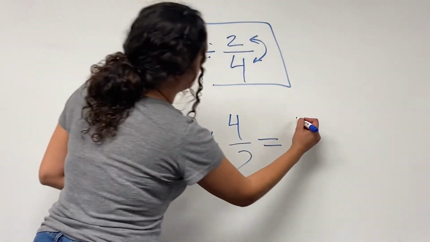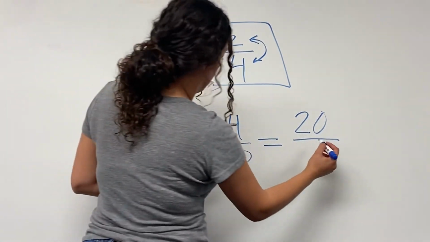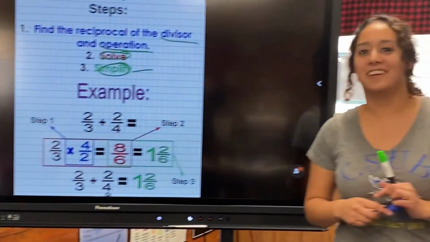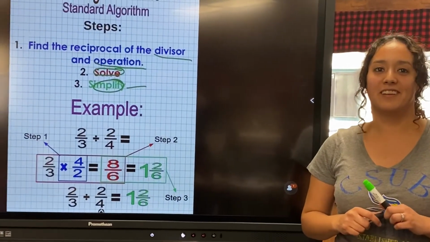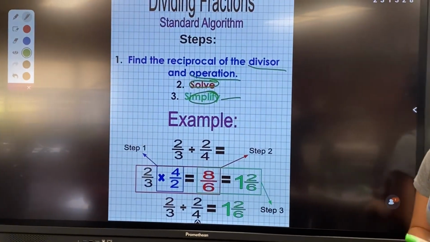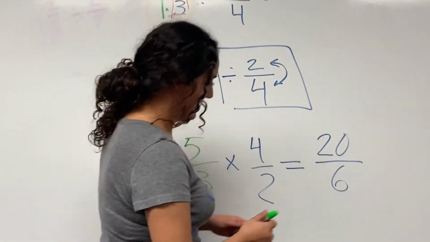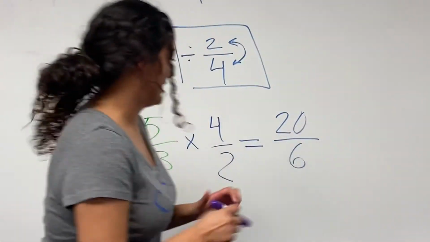5 times 4 is 20. 3 times 2 is 6. And I'm done. Yay, bye. Whoa, whoa, whoa. What? Get back over there. Did I, what? You missed a step. Oh, yes. Yes, simplify. All right, sorry, jeez. Sorry, not sorry. I'm just kidding, yeah. I am sorry because this is my grade, okay? This is my grade.